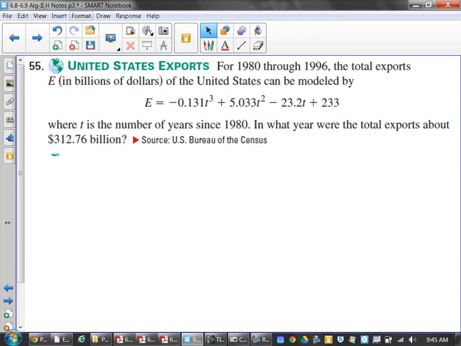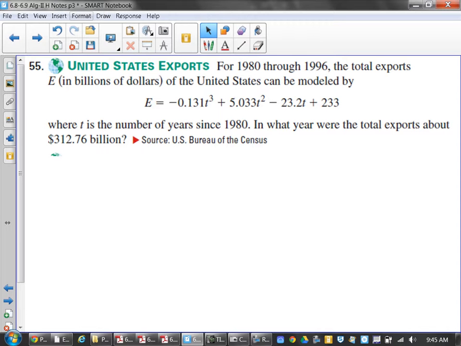Now, in something like this, they're giving this crazy model about exports. So we're shipping things overseas. You can see that it's a cubic function with a negative coefficient, which means you know what the graph is going to look like. Right. Fine. Now, they're saying that t is the number of years since 1980. You weren't born yet. That's fine. In what year did the total exports equal about $312 billion?